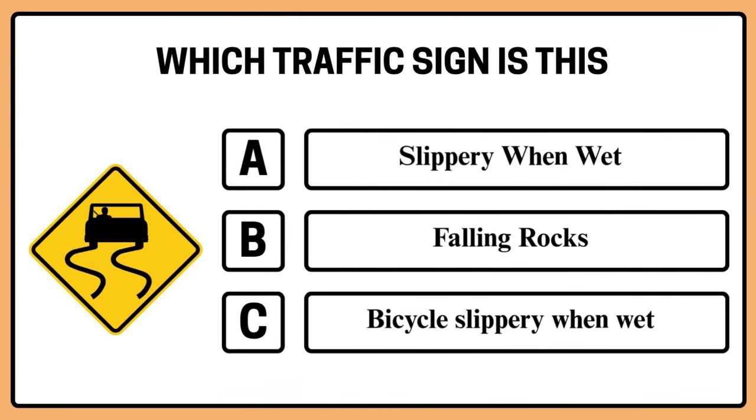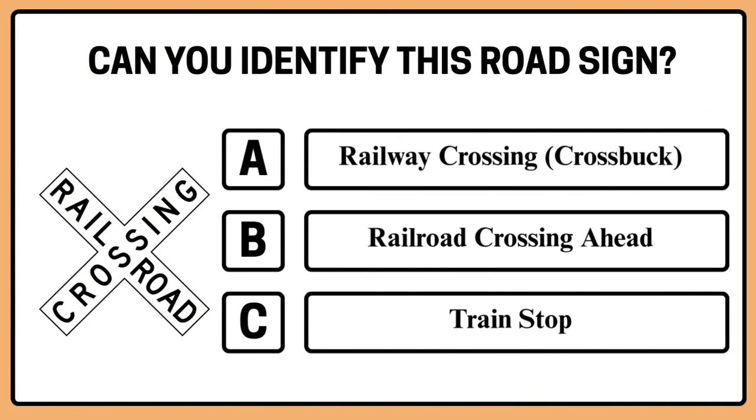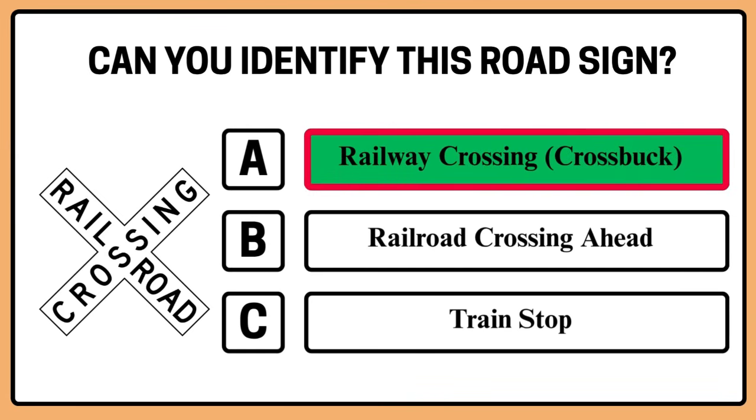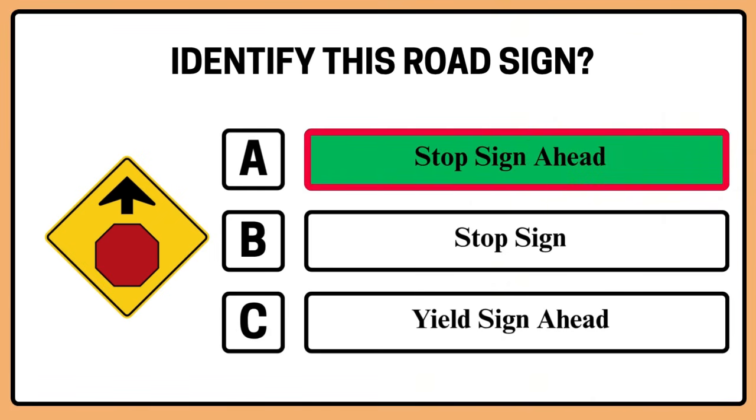Which traffic sign is this? The answer is A, slippery when wet. Can you identify this road sign? The answer is A, railway crossing, crossbuck. Identify this road sign. The answer is A, stop sign ahead.